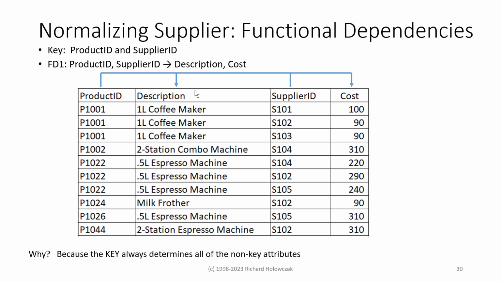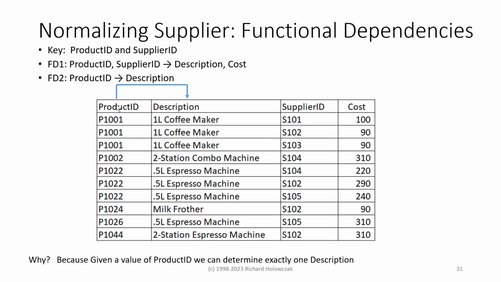You've probably already figured it out by now. Yes, if we know the product ID, we can determine the description. I suppose given this set of data, it might be possible for description to determine product ID? No, it doesn't look like it. Sometimes students will ask if the description can determine the product ID, and there is a difference here. If I said 0.5 liter espresso machine, you wouldn't be able to tell me whether it's P1022 or P1026. So it only works in this direction. Given a product ID, we can determine the description.